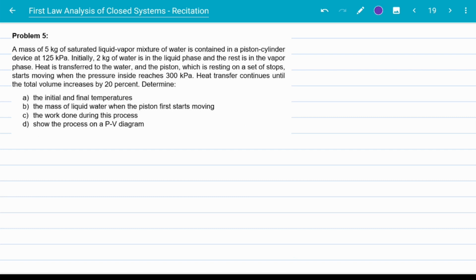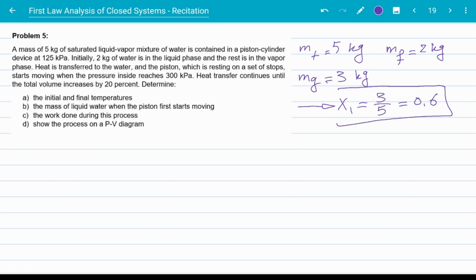Problem 5. We have 5 kilograms of saturated liquid vapor mixture, so initially it is a mixture, in a piston and cylinder. The pressure is also given, 125 kilopascals. 2 kilograms of water is in the liquid phase, and the rest is in the vapor. So, first things first, total mass is 5 kilograms. Liquid mass is 2 kilograms, right? So it means that the vapor mass is 3 kilograms. So the initial quality is 3 over 5 or 0.6. There, we found the initial quality from the second line of the problem.